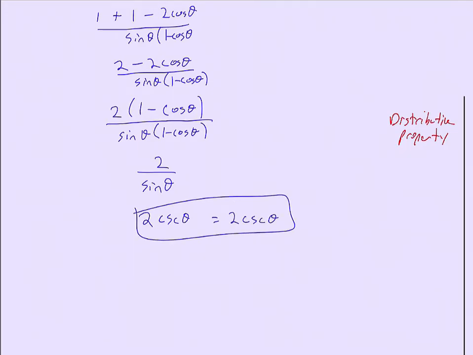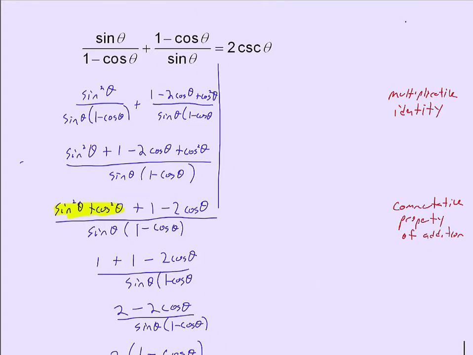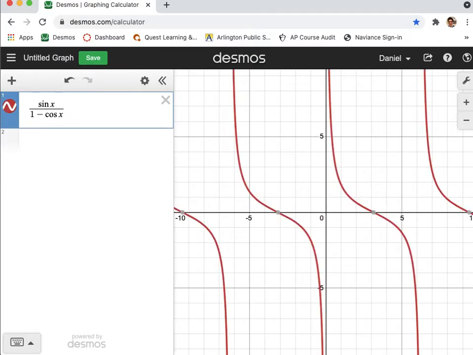And just to be clear, what we mean when we say we have verified an identity is that we have said that the sine of any angle divided by 1 minus the cosine of that angle, plus 1 minus the cosine of that angle over sine of that angle, is equal to 2 times the cosecant of that angle. Well, that's quite a mouthful, but it'll be true for any angle on the planet.